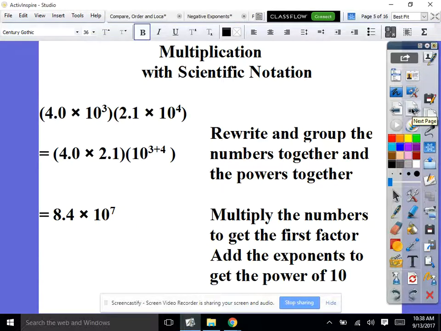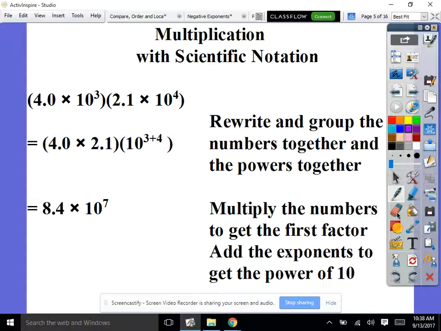All right, when we multiply with scientific notation, we have 4 times 10 to the third times 2.1 times 10 to the fourth. We want to rewrite and group the numbers together and the powers together. So what property tells us that we can move things around to make it easier for us, that we can put our numbers together? That would be commutative.